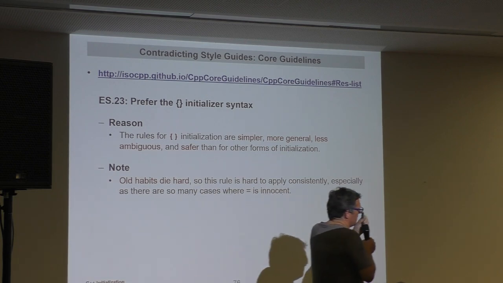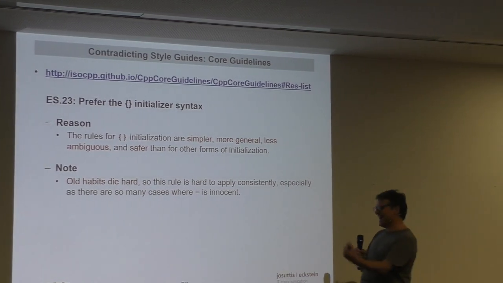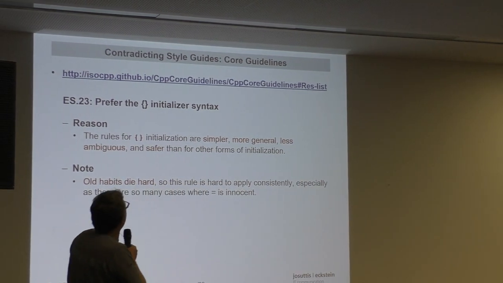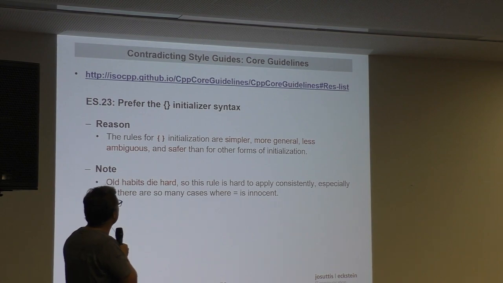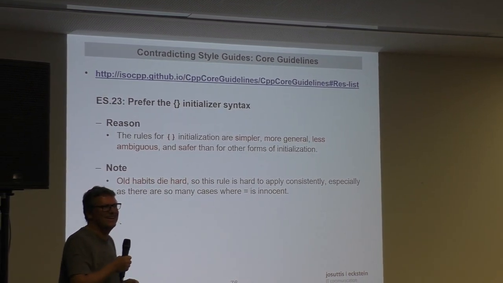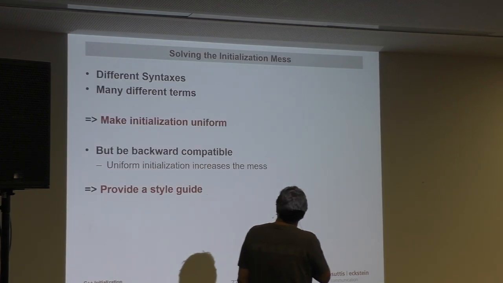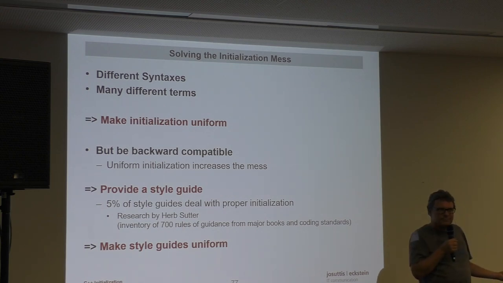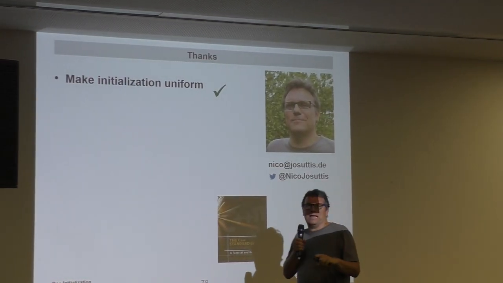The C++ Core Guidelines are a little bit better. They follow my advice. They say, no, it's the other way around. Cut this off this tape. Oh my goodness, they will kill me. Prefer the brace initialization syntax, and they have this nice sentence, old habits die hard. Yeah, some people need longer than others to get used to new things. So yeah, we have a style guide, we have 5%. The problem is, the next step is to make the style guides uniform. That's an interesting question, how to do that. I have no answer for that.